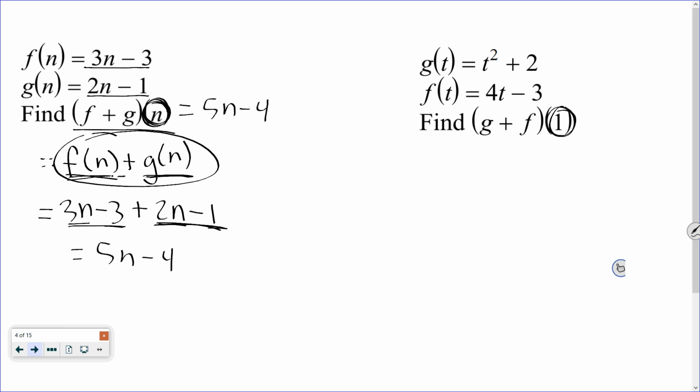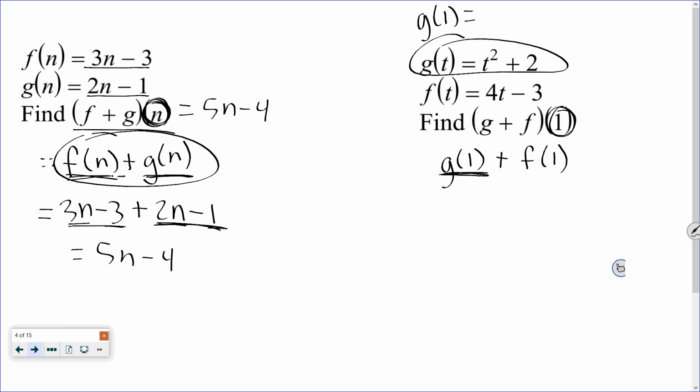Okay, do the exact same thing we just did. We're going to rewrite it as being g of 1 plus f of 1. Those are the same things. Now, because I have a number to plug in, I'm just going to figure out what g of 1 is equal to. So come up here and plug in 1. So g of 1 equals 1 squared plus 2. Well, 1 squared is 1, plus 2 is 3. So g of 1 comes out to be 3.